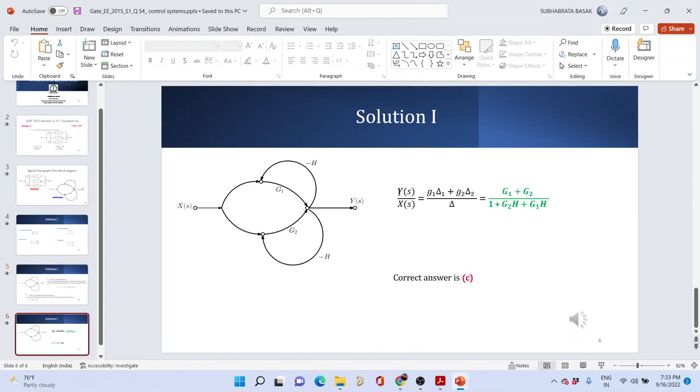In such a case, Y(s) divided by X(s) is equal to G1 into delta 1 plus G2 into delta 2, divided by delta. That becomes G1 plus G2 divided by 1 plus G2 into H plus G1 into H. So the correct answer is C. So none of the answers was correct.